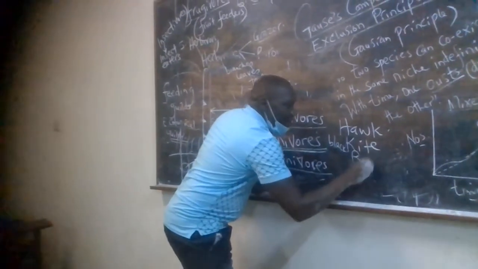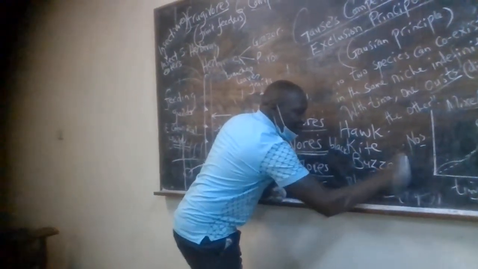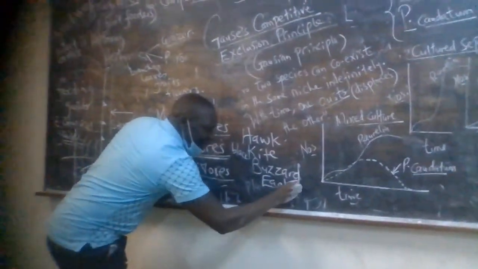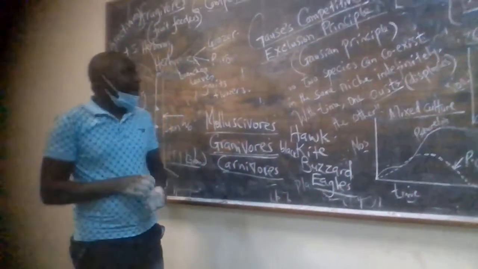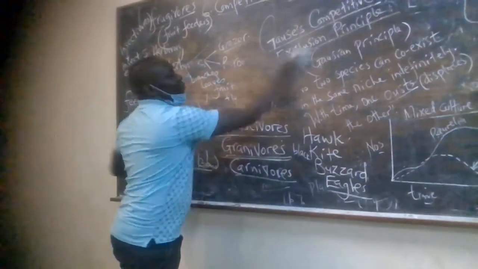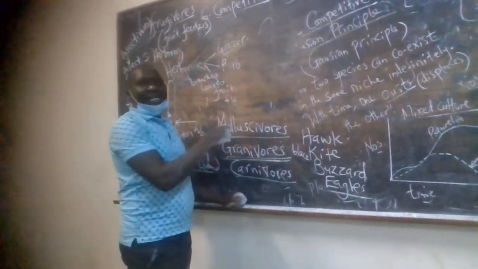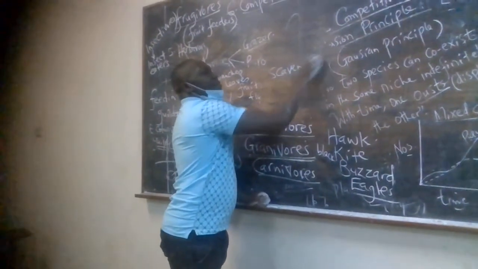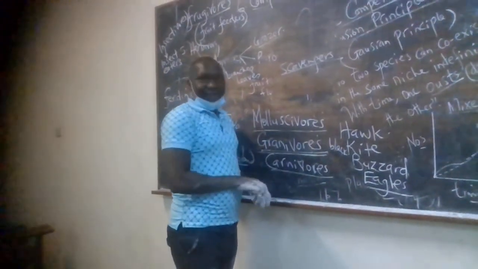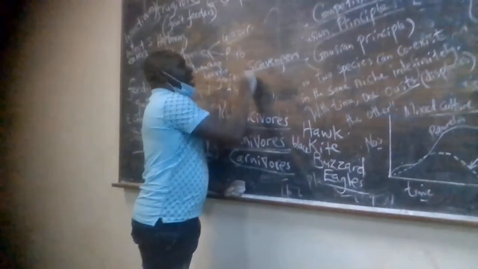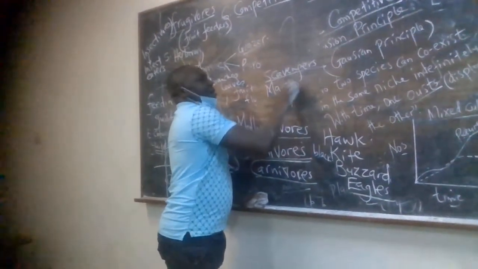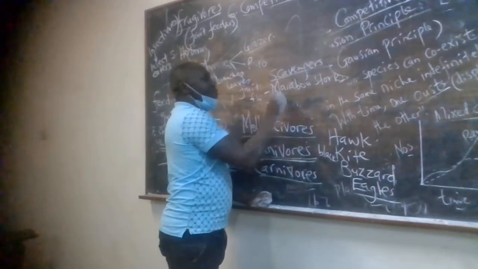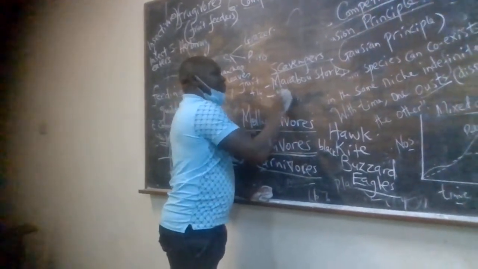There are those which you call buzzards. It's a predatory bird. There are those which you call eagles. Those are predatory birds. But the ones which I talked about, they are called scavengers. Scavengers include the marabou stork, the hooded vultures.